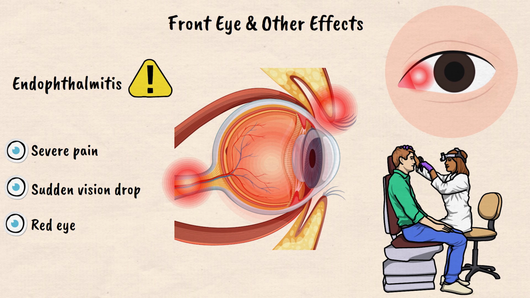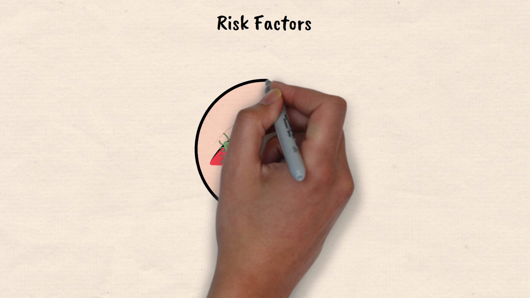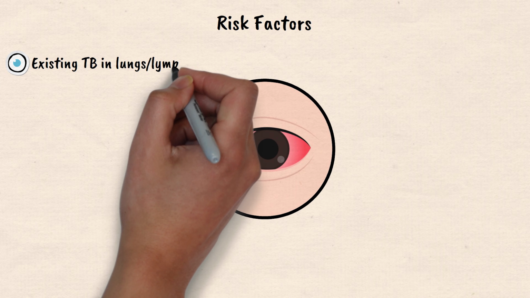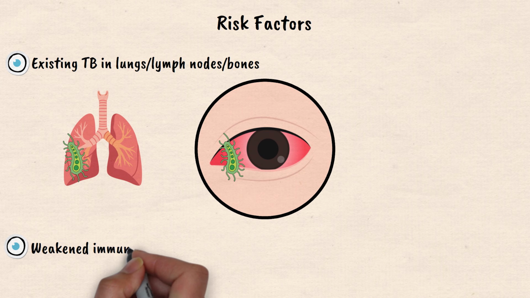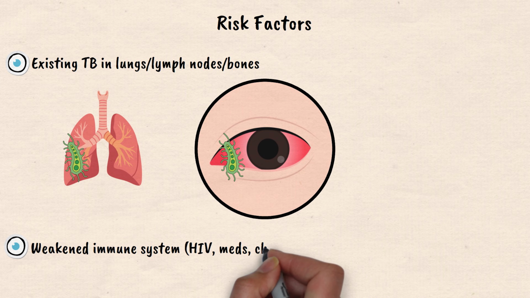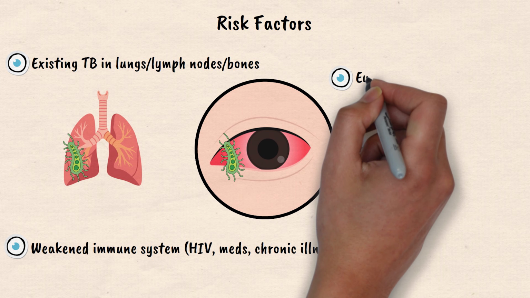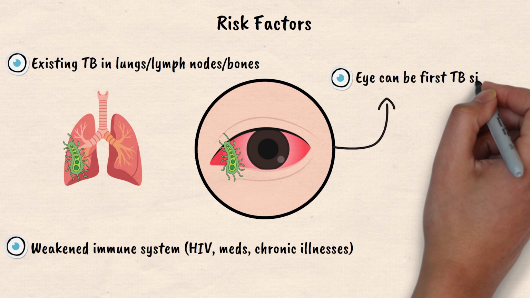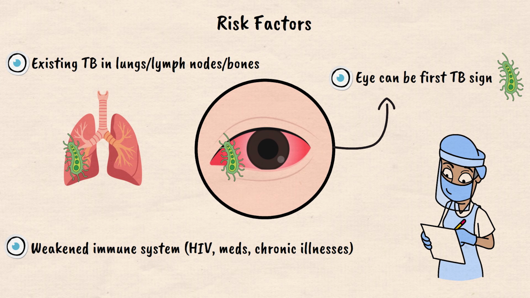Now you might be wondering who is at risk of TB in the eye. Ocular TB is more likely in people who already have tuberculosis somewhere else in the body, such as the lungs, lymph nodes, or bones. It is also more common in people with a weakened immune system, for example due to HIV infection, certain medications that suppress the immune system, or other chronic illnesses. However, sometimes the eye can be the first place where TB shows itself, before the person even knows they have TB anywhere else. That is why eye doctors must keep TB in mind when they see unexplained uveitis or choroiditis.